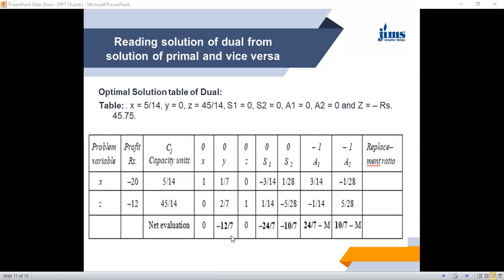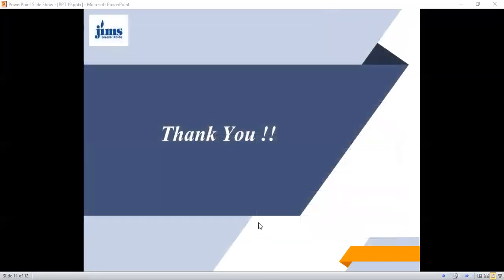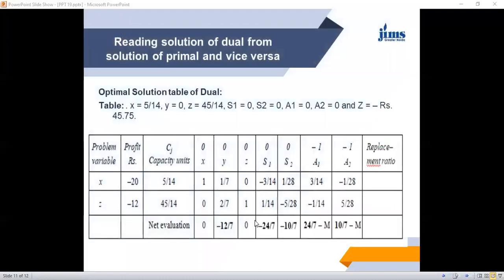I think now you can understand why the primal and dual relationship is so important. In the solution of the primal, the solution of the dual is hidden, and in the solution of the dual, the primal is hidden. So this was the thing that I wanted to explain to you. So this is the end of our session on simplex and duality.